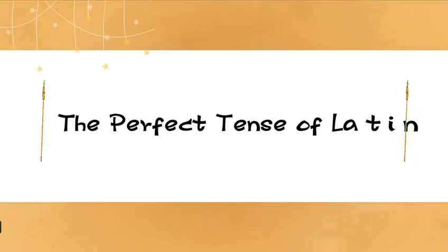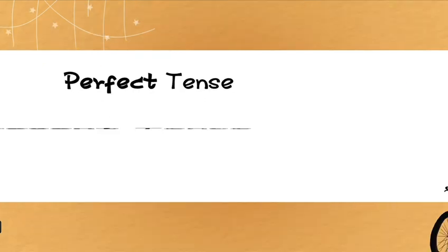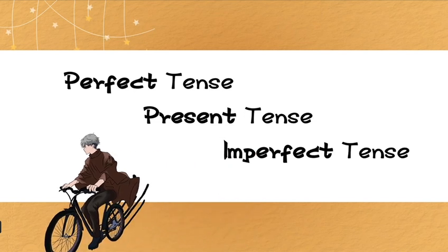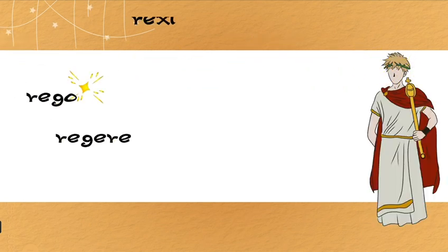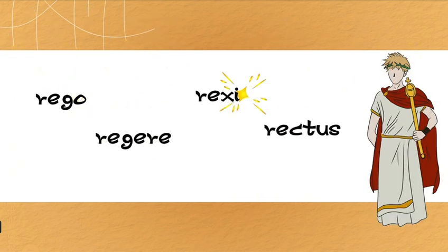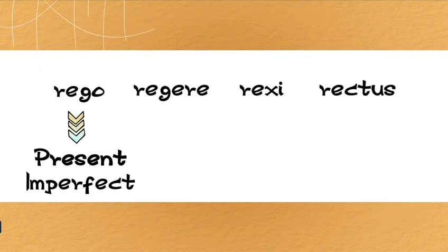This video is going to go through the perfect tense of Latin, which is used to describe things happening in the past. The perfect tense is slightly different to conjugate than the present and imperfect tense because they use different principal parts. Just for review, the principal parts are the forms of verbs that indicate its tense and conjugation. So far, we've only met two tenses, the present tense and the imperfect tense, which can both be conjugated from the first principal part.